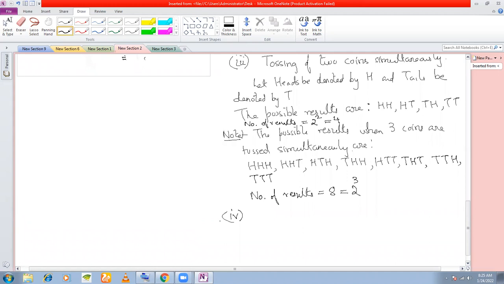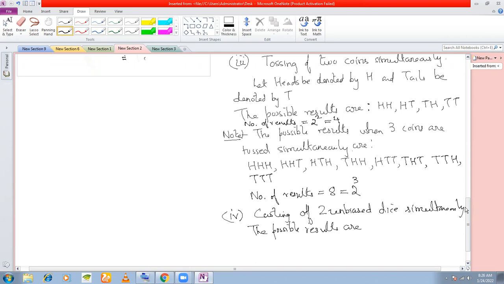So, the last example is casting of two unbiased dice simultaneously. Now, instead of a single dice, if I cast two unbiased dice, what are the results? The possible results are, what can you get?